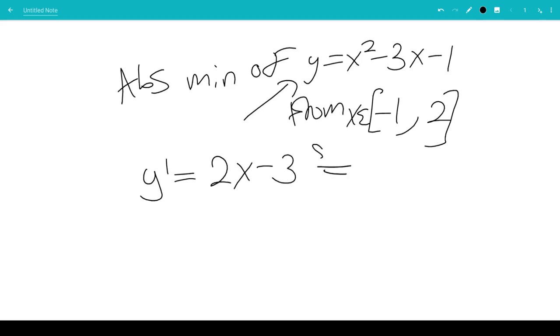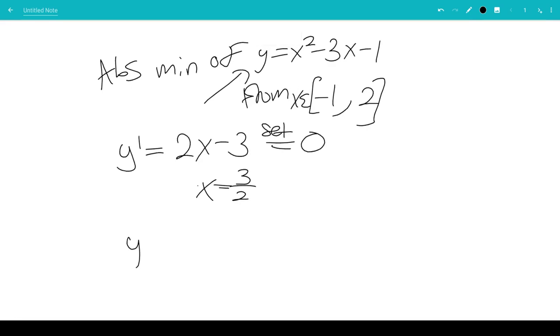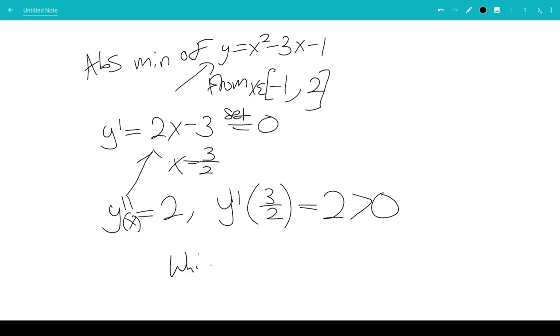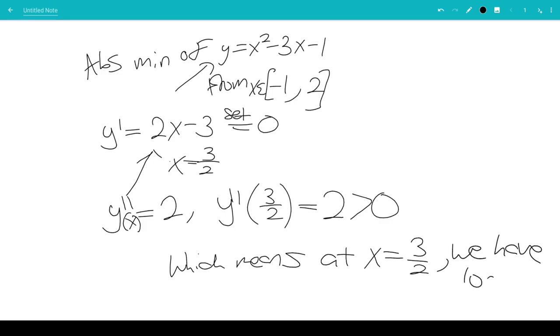We set it equal to 0. So that means that x is 3/2. So we take the y double prime, so that would be 2. And this y double prime of x is the derivative of this function. So we have that y double prime of 3/2 would be still 2, which is greater than 0, which means at x equals 3/2, we have a local minimum.